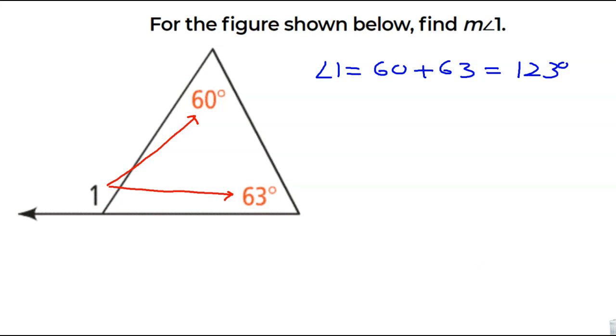Now, if I forget that theorem, what I can do instead is just use the regular triangle angle sum theorem. I can take the 180 for the total of a triangle and subtract 60 and 63 to get 57 for this third interior angle. And then from there, between the 57 and the angle 1, I have a linear pair. I know these will add to 180 as well. So if I take 180 minus 57, I'll get that same 123. Okay, so there's a few different ways to work your way through this one and find angle 1.